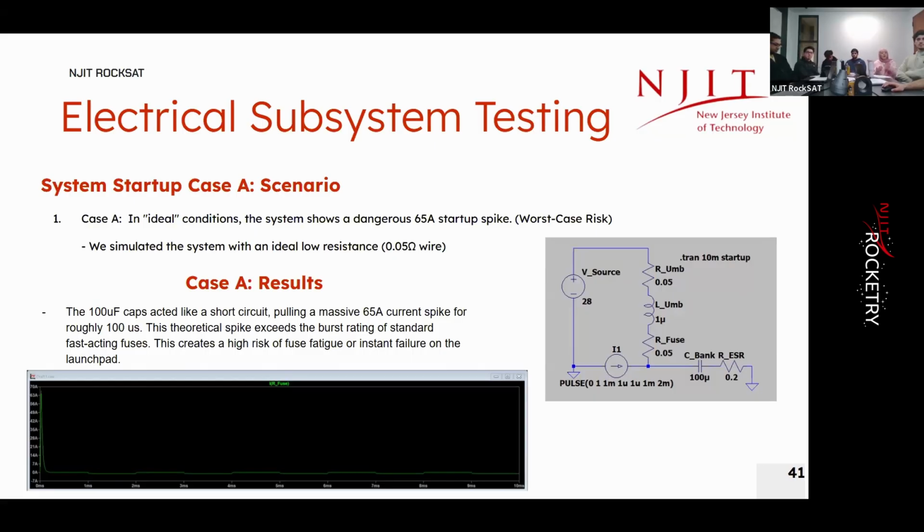And we saw from the simulations, you can see the little spike on the left side. The capacitors acted like a short circuit, and it pulled a 65 amp current spike. And obviously that would pose a risk for fuse fatigue or instant failure on the launch pad. Therefore, we decided to use a ceramic fuse.